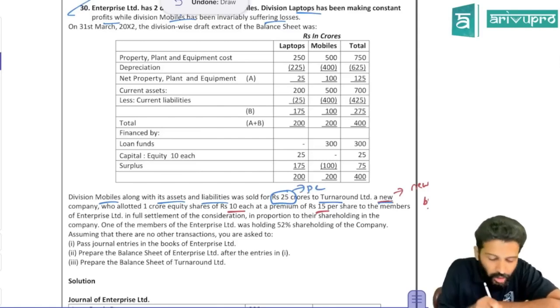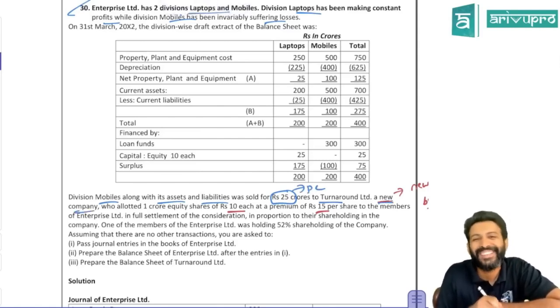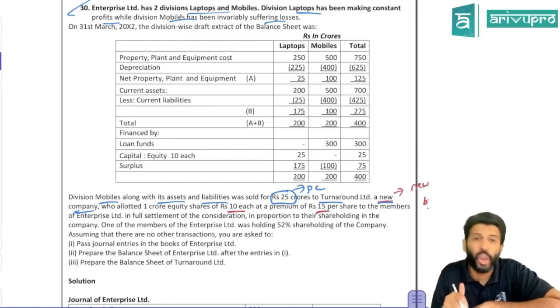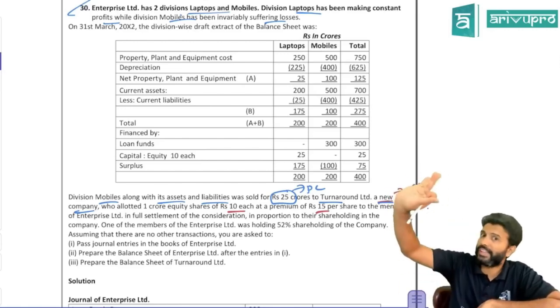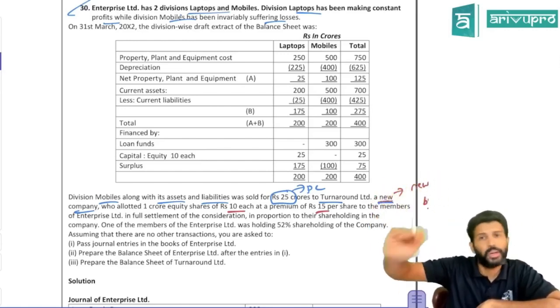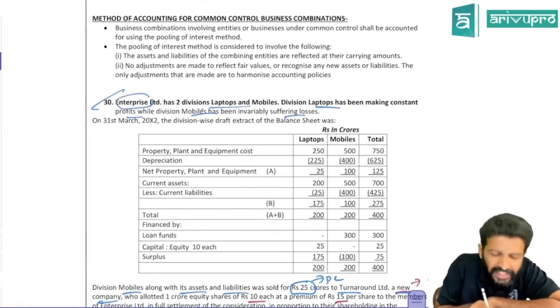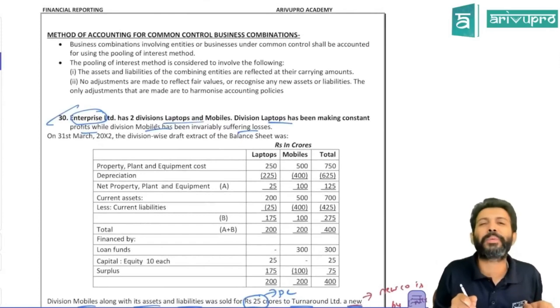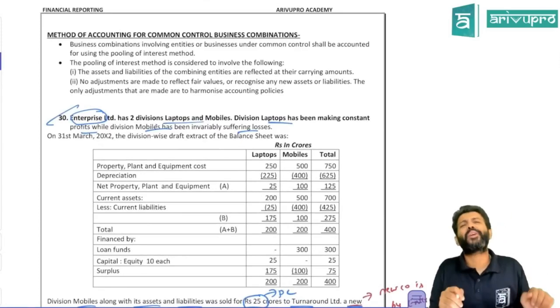But this Turnaround company is a new company. That means, are there any shareholders in this? No. That means this Turnaround company will now issue shares to whom? To the seller. Who's the seller? Enterprise Limited. That means, sir, who will control this new company now? Enterprise Limited only will control.